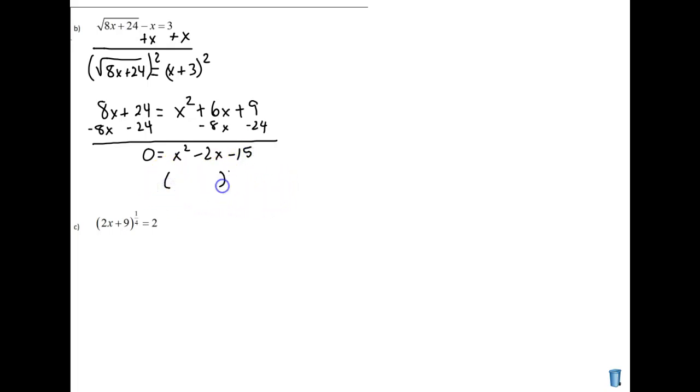So I need to factor. 2 factors that equal negative 15 when I multiply them, but add to negative 2. So that's x minus 5, x plus 3. x minus 5 equals 0, so x equals 5. x plus 3 equals 0, so x equals negative 3. When you check, you do need to check both of your solutions.